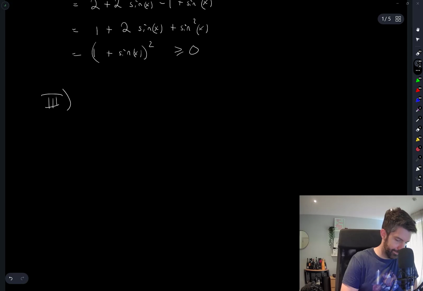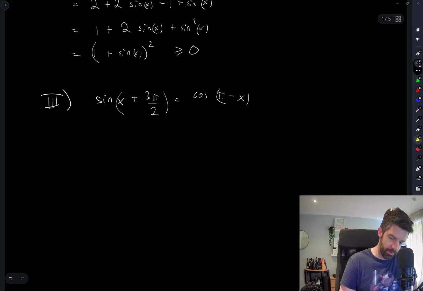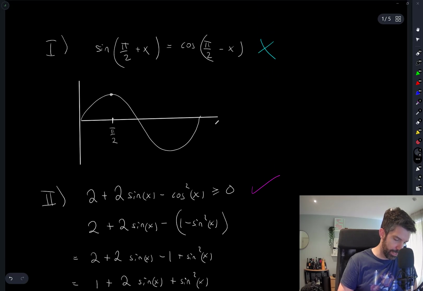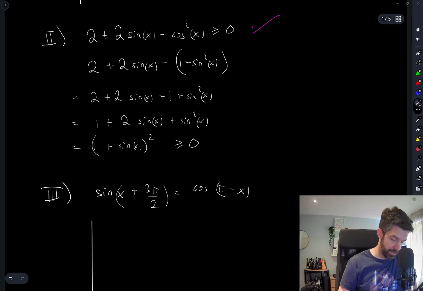Statement 3, sine of x plus 3 pi over 2 is equal to cosine of pi minus x. This one is probably more likely to be correct, because they're shifted. The first one I should have clued in could not possibly be correct because the shifts of both of these are by pi over 2, and sine and cos are already shifted from each other by pi over 2.